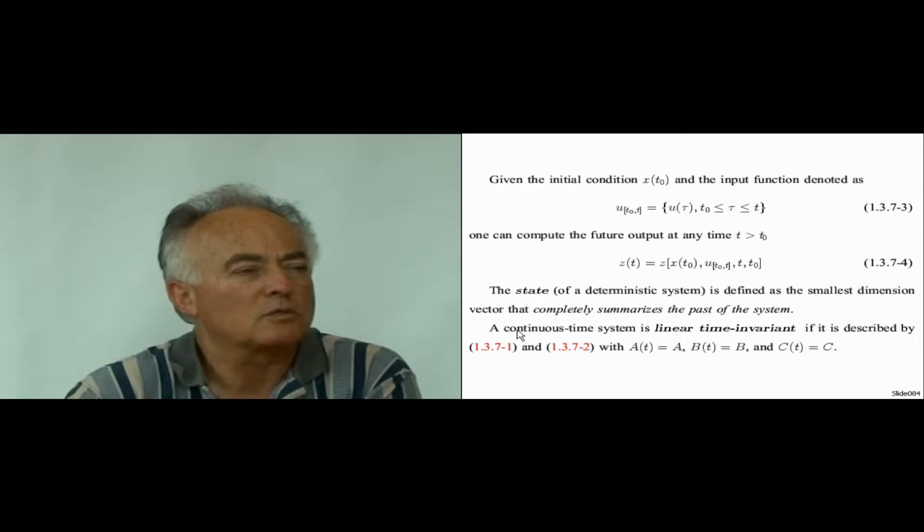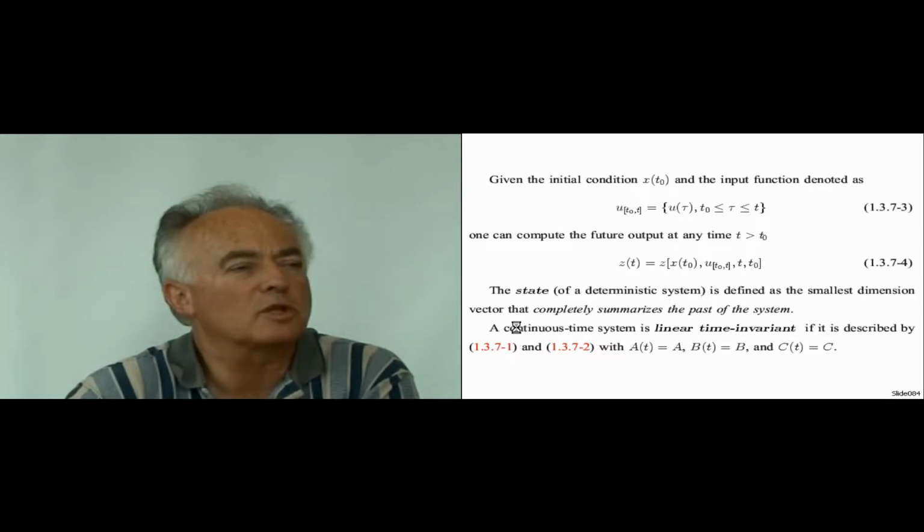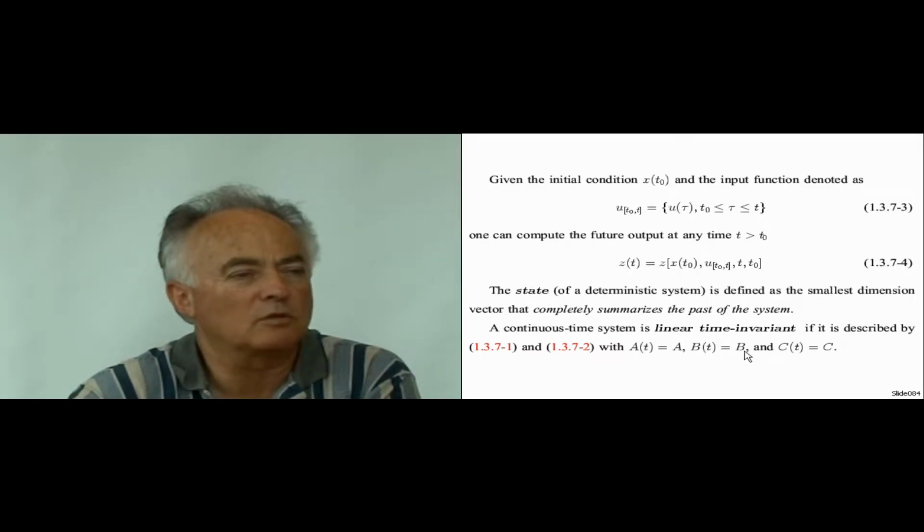In many cases, we will deal with simpler versions of systems, namely that are linear and time invariant. The same equations as before, except now A of t is a constant matrix A, B of t is B, and C of t is a constant matrix C.